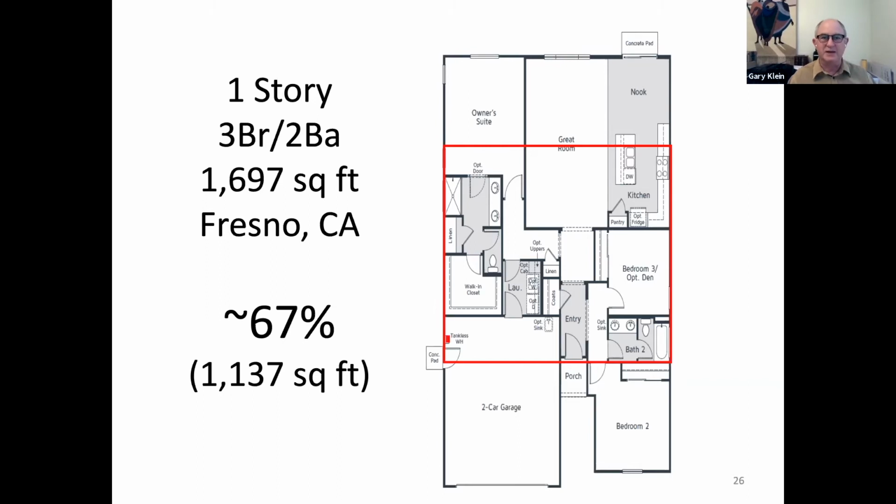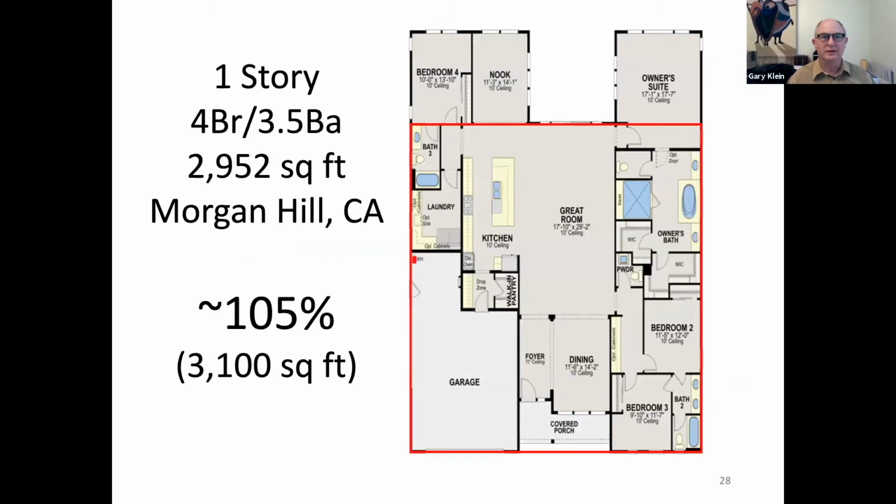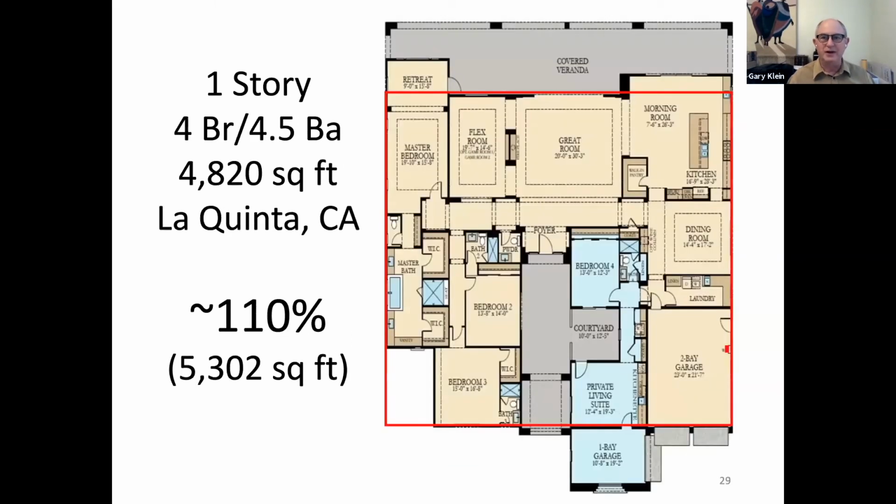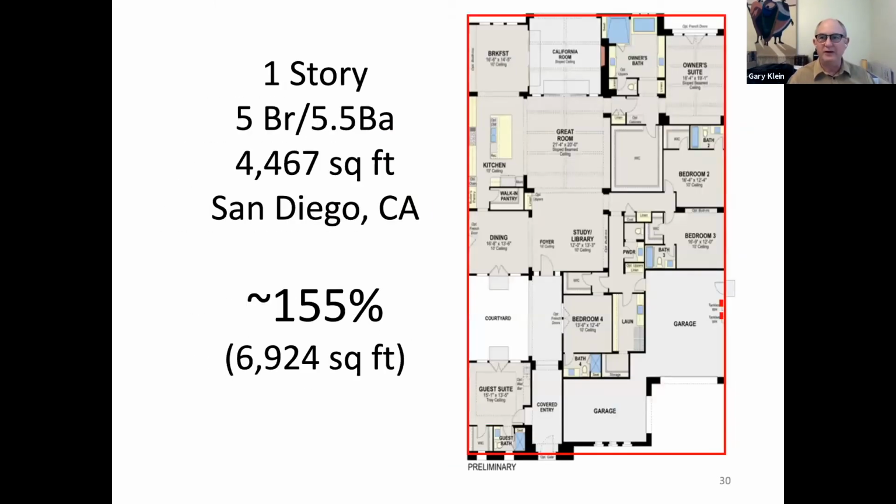This is the base case. This was the best we found in California that year when we looked. 81%. 105%. We got worse than the logical worst case. How about 110%? How about 155%?